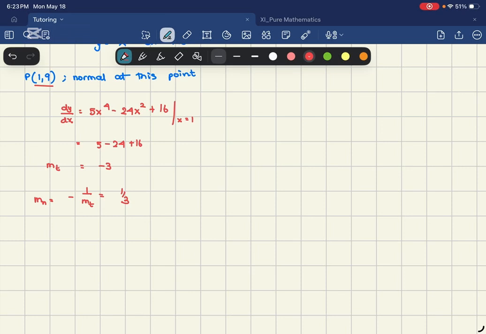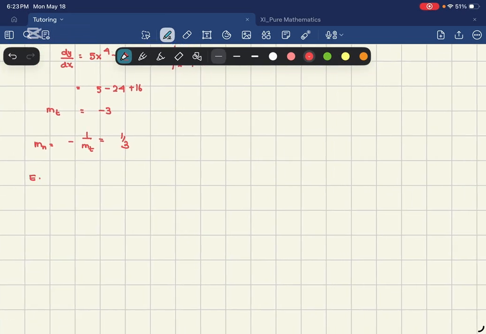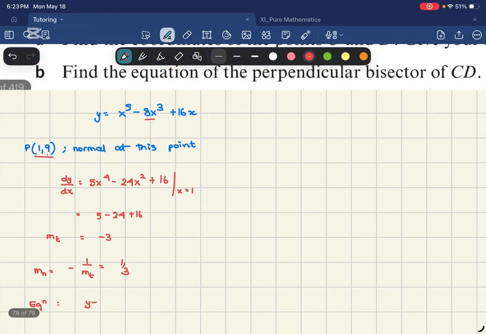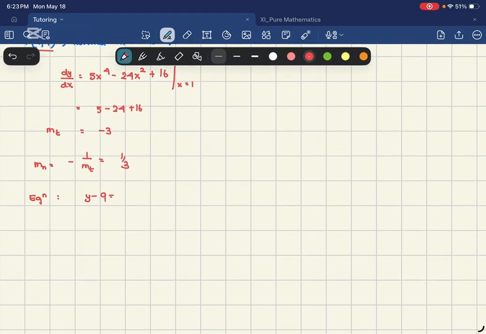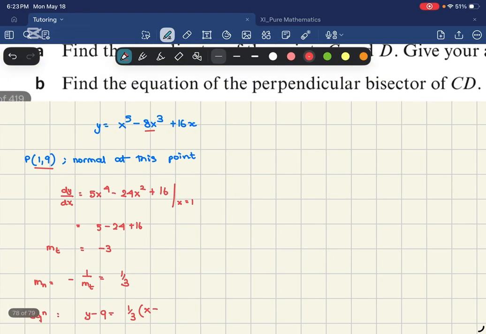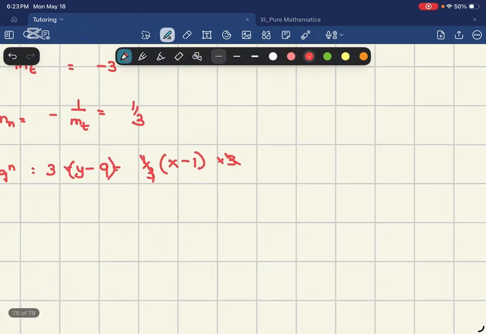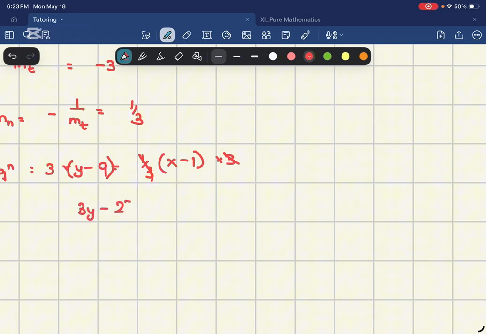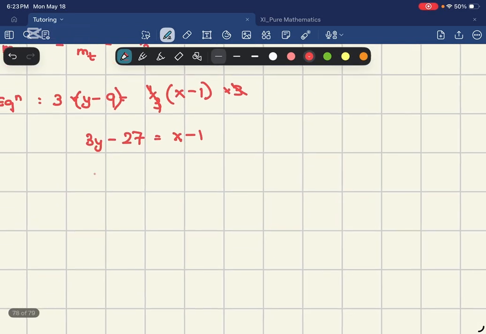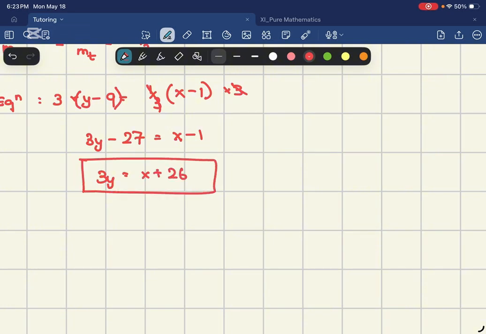All right. So now you can find the equation of the normal line. The equation of the normal is going to be y minus y1, y1 is 9. And the slope of the normal line is 1 over 3. X minus x1 is positive 1. If I multiply by 3 on both sides, this and this is going to cancel out. So I get 3y minus 27 is x minus 1. So 3y is equal to x plus 26. So that is my equation of the normal line.